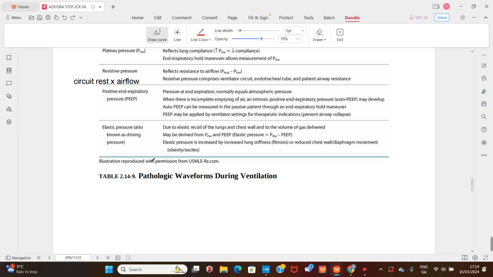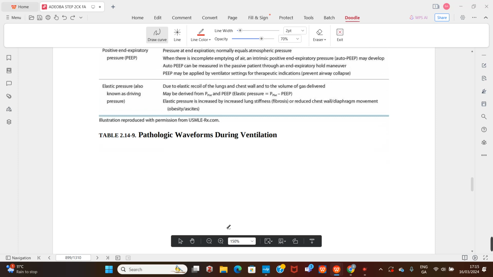So, Dr. Antonia, what are you going to do if you want to improve ventilation and reduce work of breathing in someone with restrictive lung disease? What are you going to do to the parameters of ventilation? You reduce tidal volume and increase the respiratory rate. Solved. That is it.